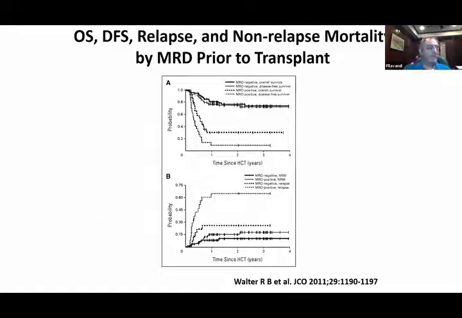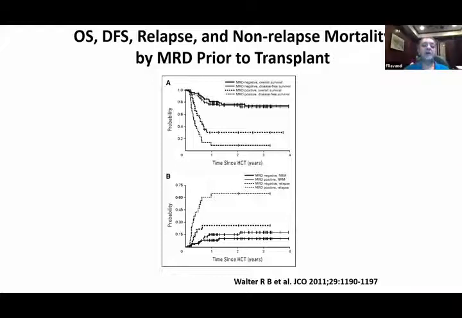What about allogeneic stem cell transplant? This is data from Fred Hutchinson that looked at patients who were MRD positive and MRD negative prior to transplant. I'm not going to go over this data in too much detail because I believe Dr. Kebriaei is going to be talking about this. But you can see from this data that MRD positivity was associated with worse disease-free and overall survival.